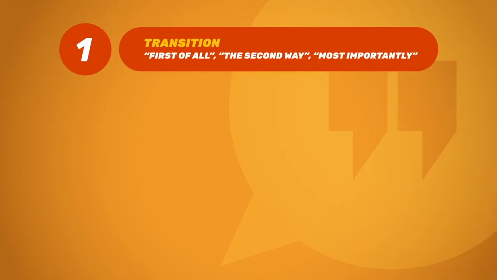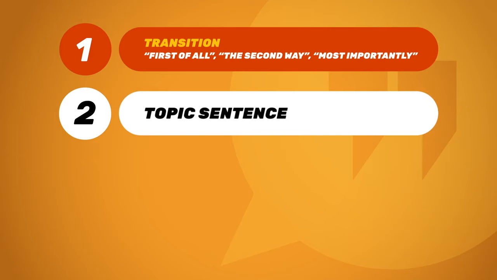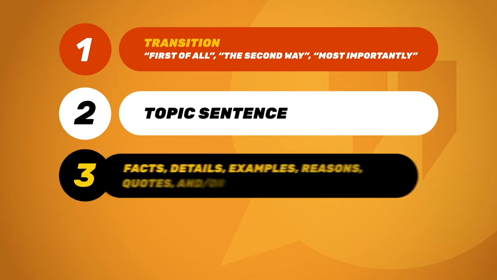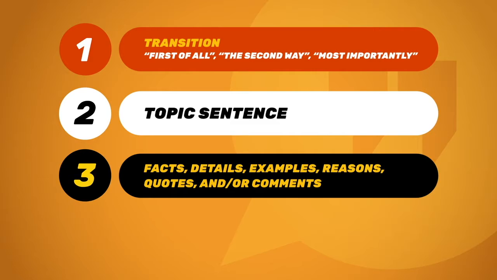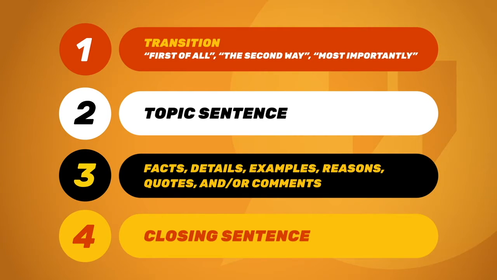How do we write a body paragraph? First, we use a transition, like first of all, the second way, or most importantly. Second, we write a topic sentence. Third, we jam-pack the paragraph with facts, details, examples, reasons, quotes, and comments. Fourth, we close the paragraph with 1 more sentence to explain how the ideas in this paragraph relate to the big idea, to the thesis statement for the whole essay.